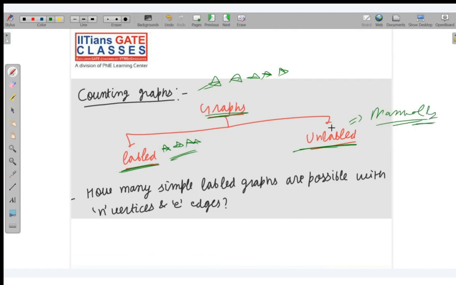But no doubt questions have been asked, so do not say that questions have not been asked. Many times they have been asked. So we have to study both of them. Labeled are important. For labeled, we have formulas and so on.